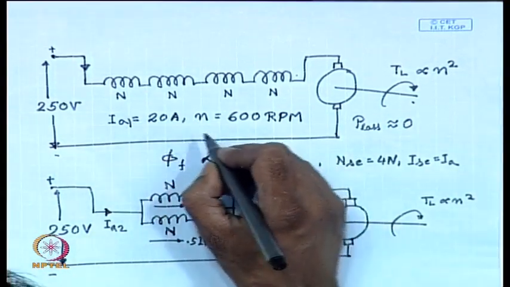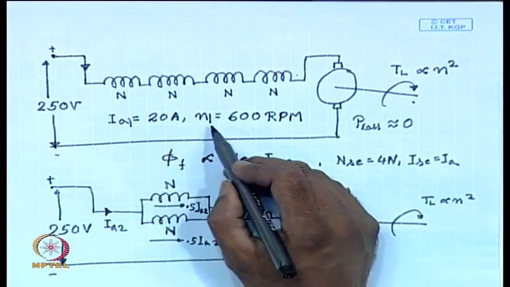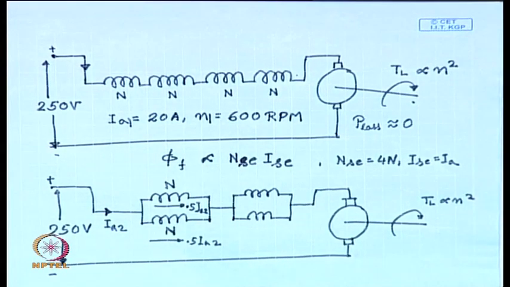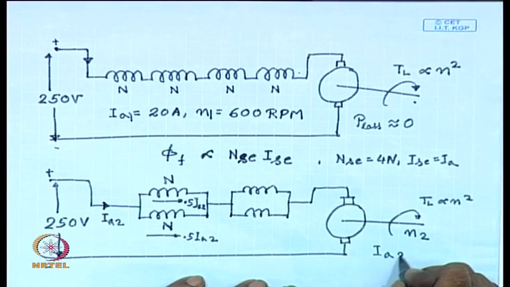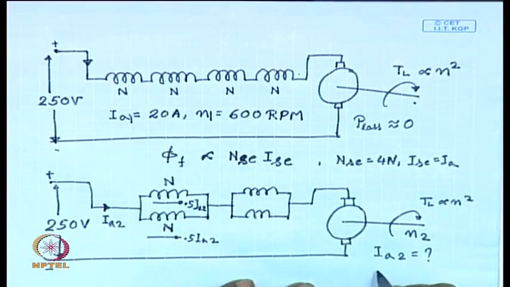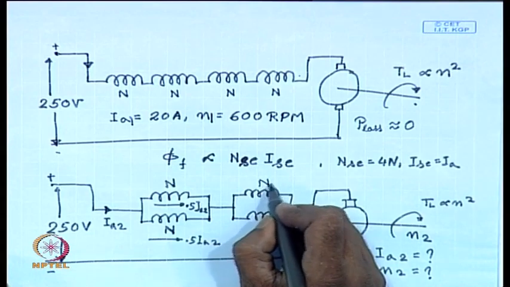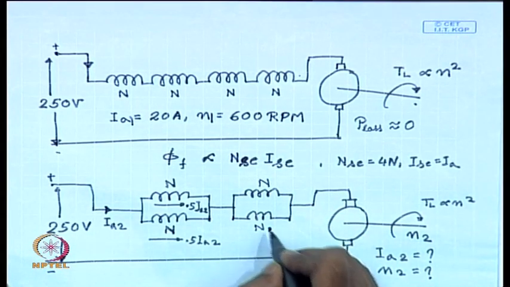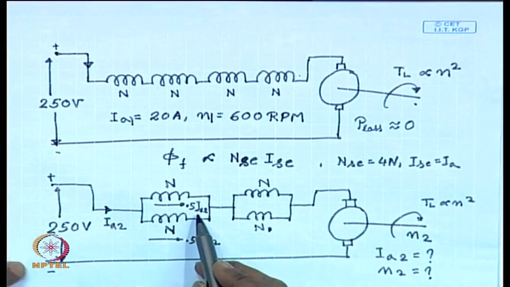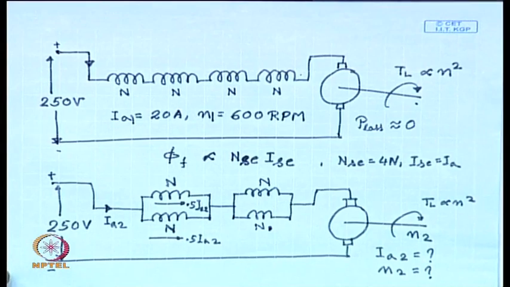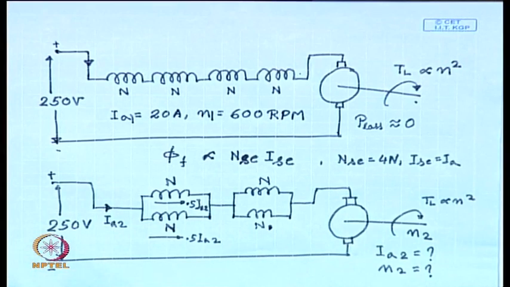Here I A 1 is 20 ampere, N 1 equal to 600 rpm, let us say this is connection 1, and let us say now the speed is N 2. So, we are supposed to find out what will be I A 2 and what will be N 2. Obviously, in this case, assuming that the coils are identical, the current through each of the coils is only half the armature current.